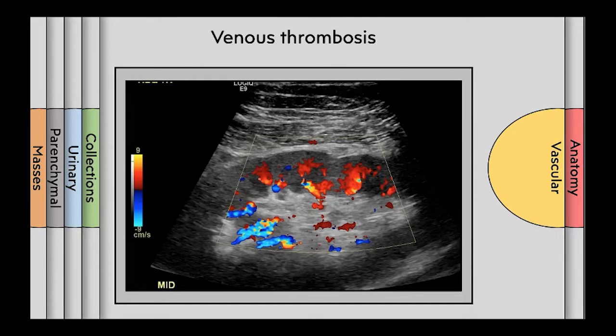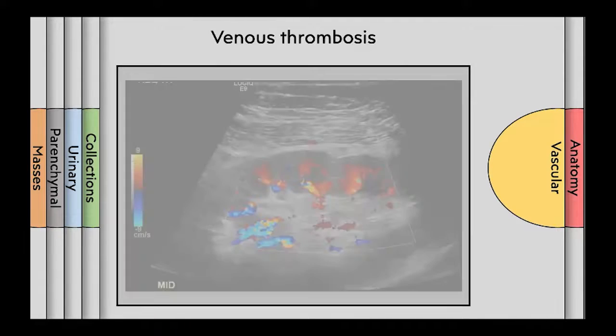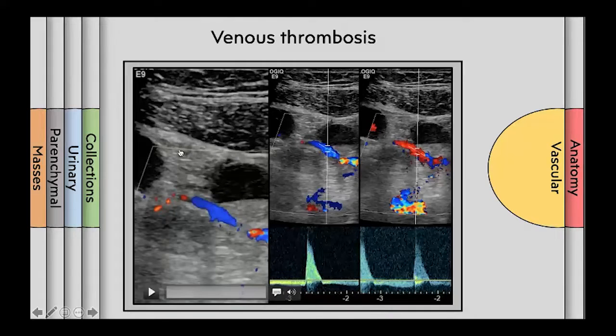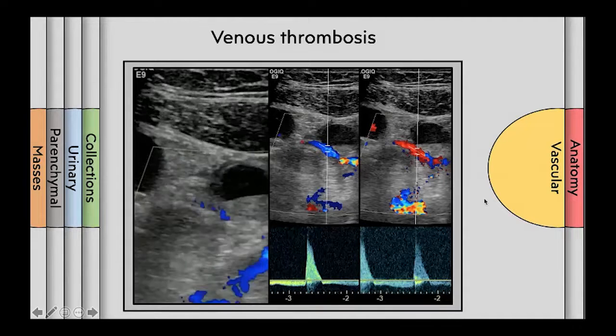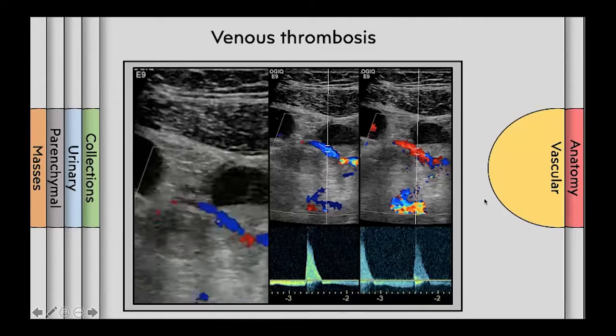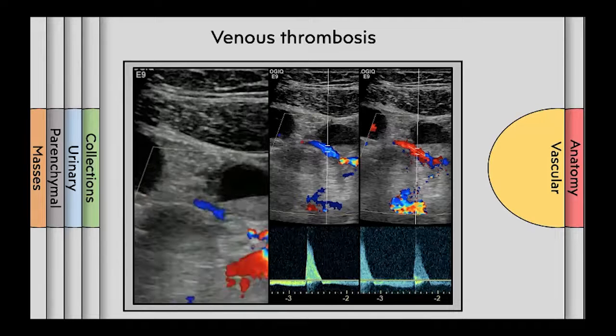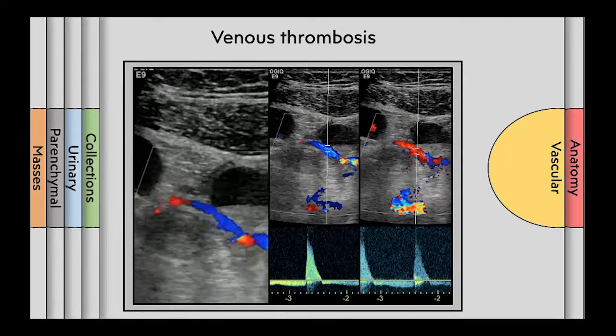Venous thrombosis also usually occurs within the first 1 or 2 weeks after transplantation. Venous thrombosis is the more challenging of the thromboses to diagnose. Patients often will maintain perfusion, though this can be reduced, as can be seen in this case. One of the hallmarks of venous thrombosis is reversal of flow within the arterial system, as seen here.